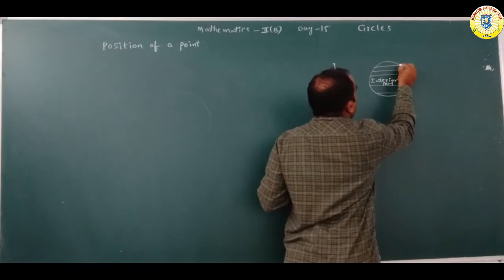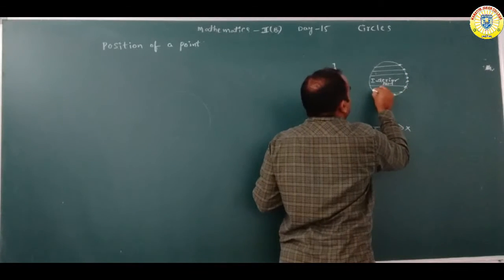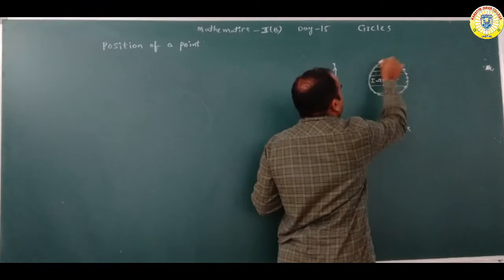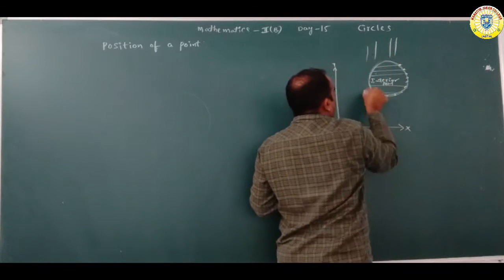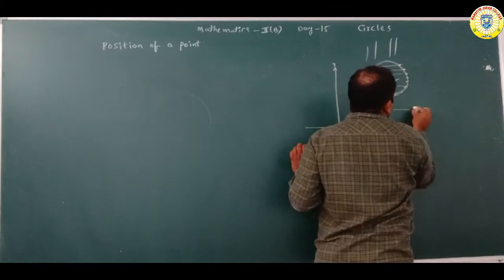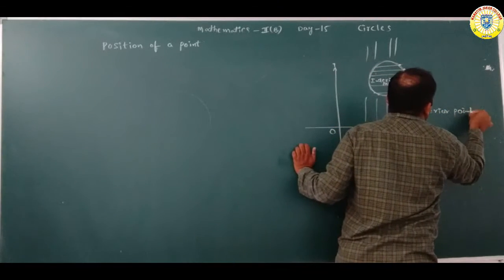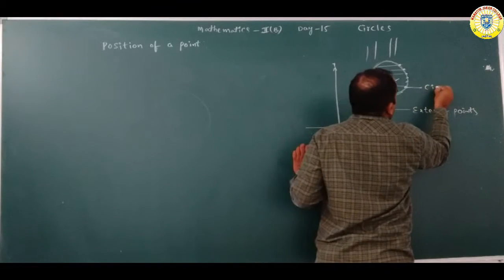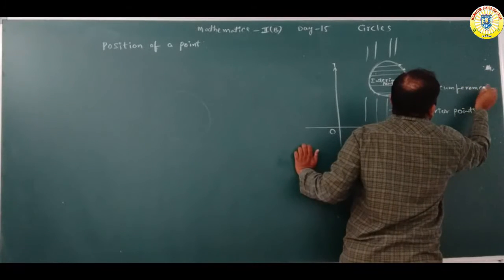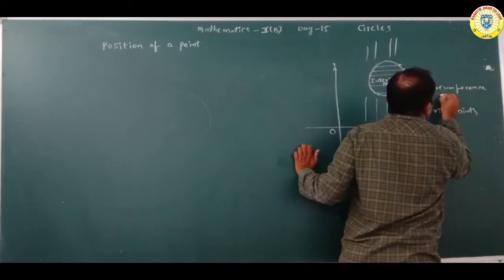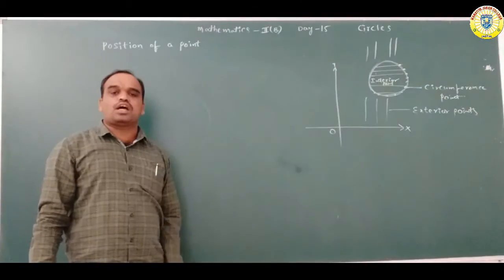These are the points of the circle, which are called the circumference. All the points beyond this are the exterior points of the circle. So in the plane we are drawing a circle, and these points are the circumference points.